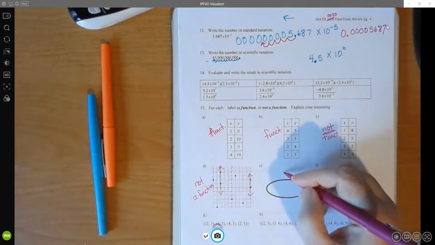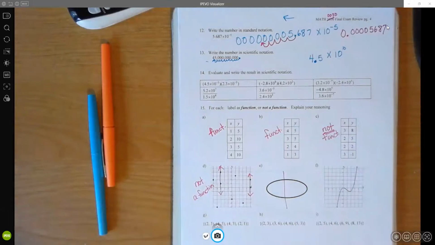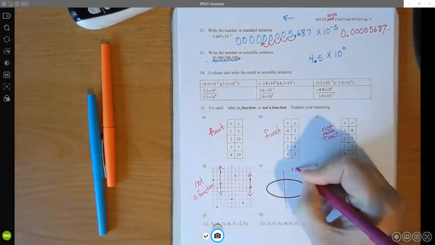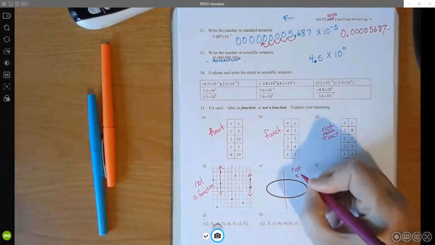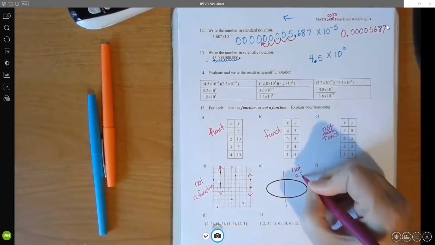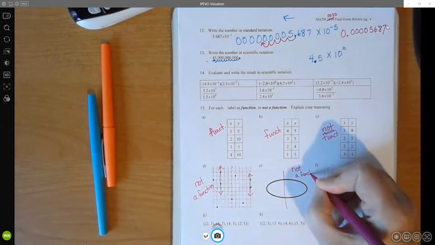E fails the vertical line test in lots of places, so we'll just say not a function. Excuse me, not C, E. Even with my glasses on, apparently I can't see.